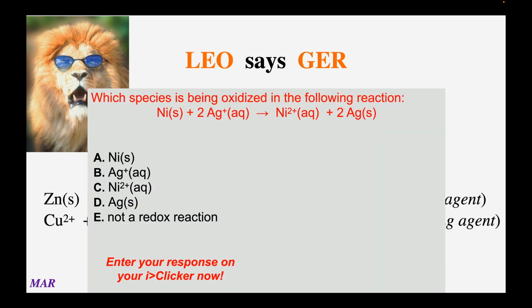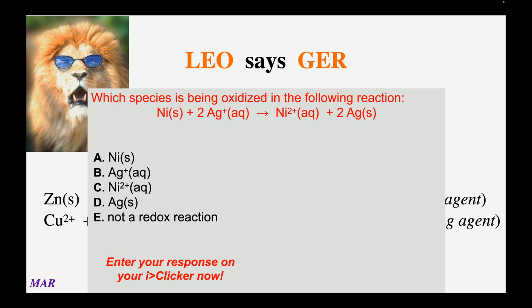Here's a question you might see. Which species is being oxidized in the following reaction? And you can see there's nickel, silver plus, nickel 2 plus, and silver metal. And then it says not a redox reaction. So let's start with the easiest one. Notice how nickel is becoming more positive on the product side, nickel 0 to nickel 2 plus. And notice how silver plus is going to silver, so it's going to a less positive state. So one part is becoming more positive, one part is becoming more negative, this is definitely a redox reaction. So answer E is out.